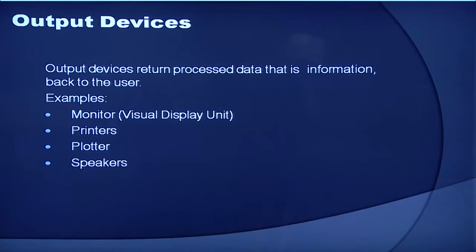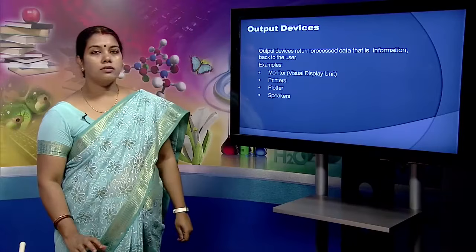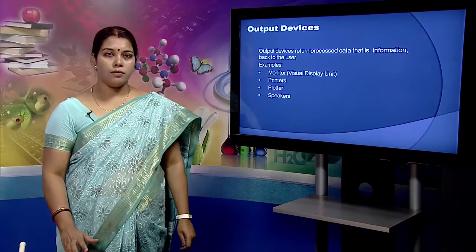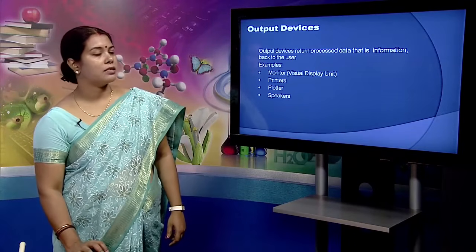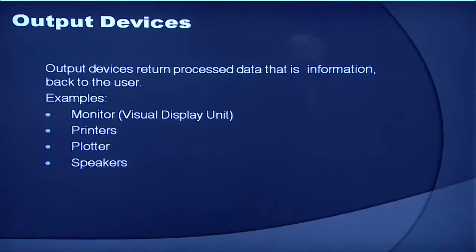So we have seen the input devices. Now let us see the output devices. So what is an output device? An output device returns processed data, that is information, back to the user. Some of the commonly used output devices are monitor, printers, plotter, speakers. Let us see them one by one.